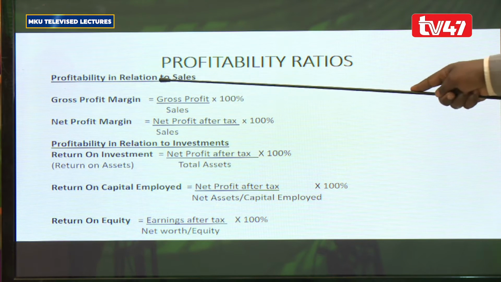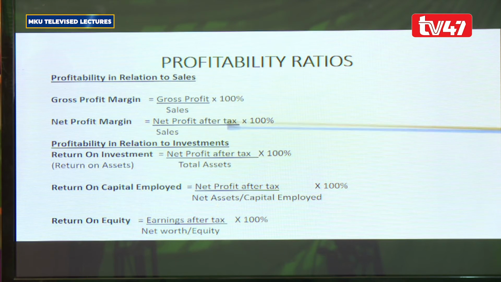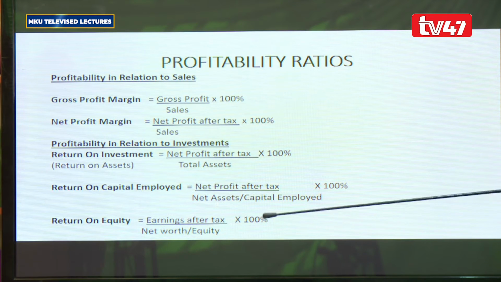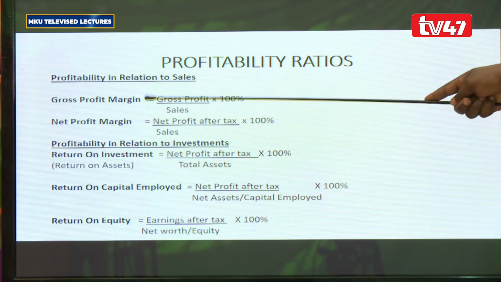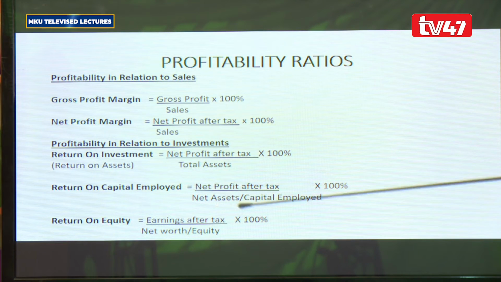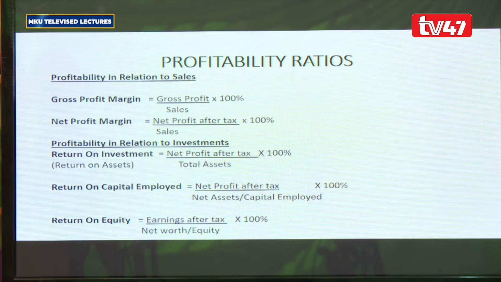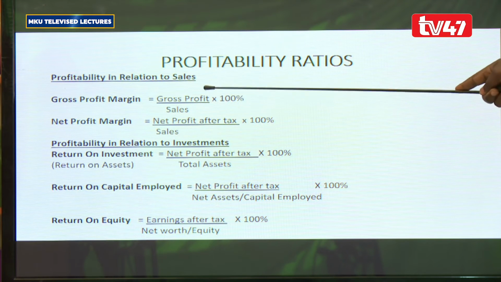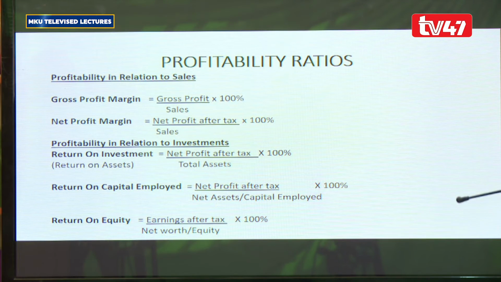In relation to sales, we have the gross profit margin, whereby you take the gross profit, compare it with the sales, and multiply by 100. Then the net profit margin: we take the net profit after tax, divide by the total sales, then multiply by 100. And with this, you want to calculate, for every shilling of sale that you make, how much profit you are generating out of that 1 shilling. So that you can say, in future, if I make a sale of 1 shilling, out of that 1 shilling I'm going to make a profit of X much.